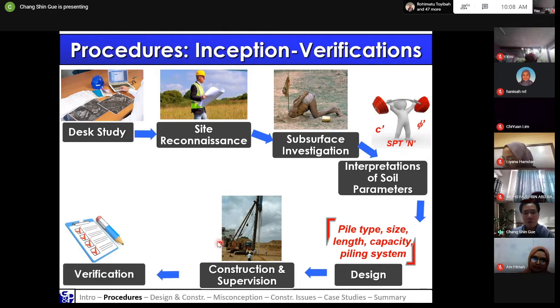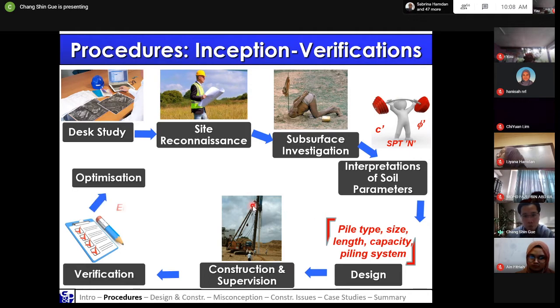And during construction, we carry out verification, which is testing, to basically verify the assumptions that you made during your design, whether it fits into your design or not. If not, then you probably have to revise the design and resubmit your design drawings.